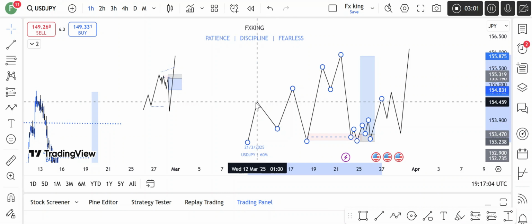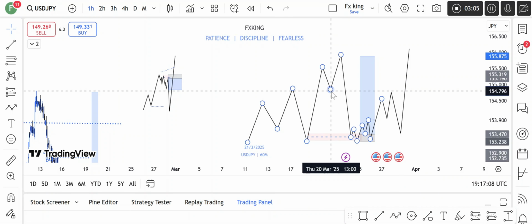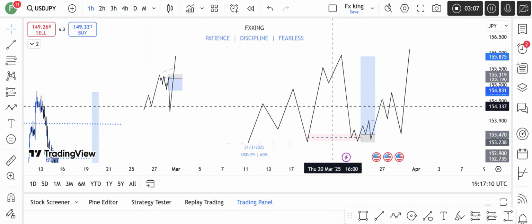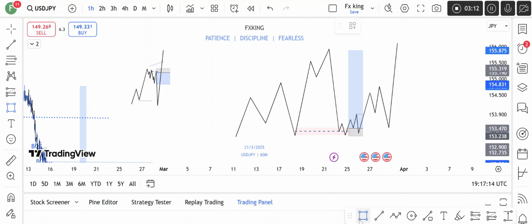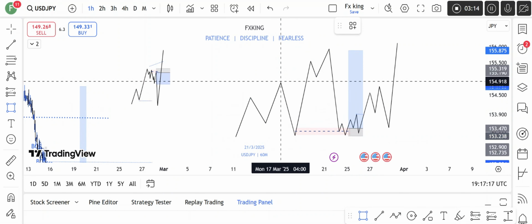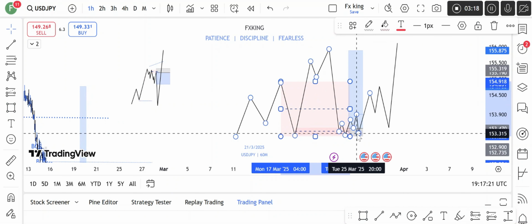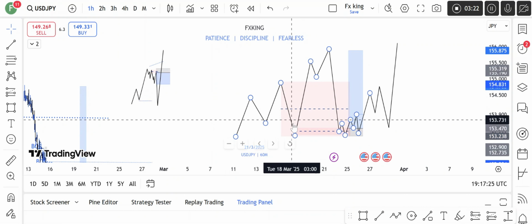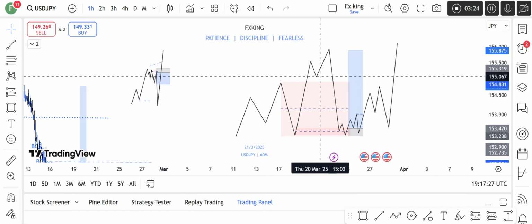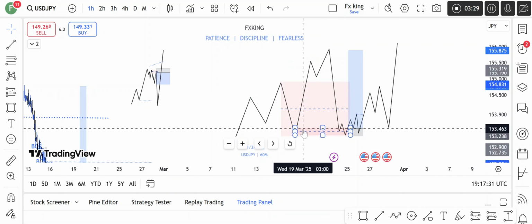Yes, let me explain to you. This zone, if you have something like this, the whole of this zone is a point of interest. This is our last order flow. This is our order flow, and within this order flow, we have taken out an inducement before it. So the whole of this zone is an order flow.